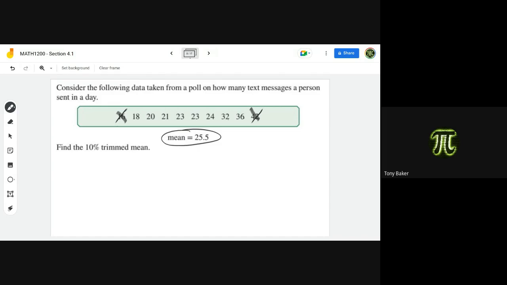And that's not the answer, because that was the answer before I cut them out. 23? No, that's the median.